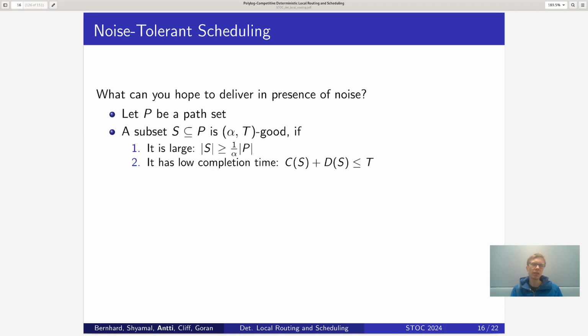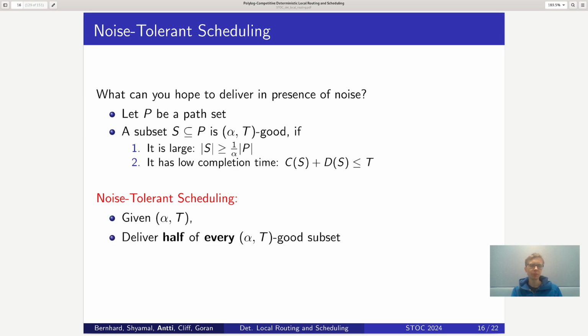Then we can hope to run scheduling. So in noise-tolerant scheduling, our goal, given alpha and T, is to deliver half of every alpha-T-good subset. And we can see here that any noise-tolerant scheduling algorithm has to spend at least omega of alpha times big T time steps. And why is this?